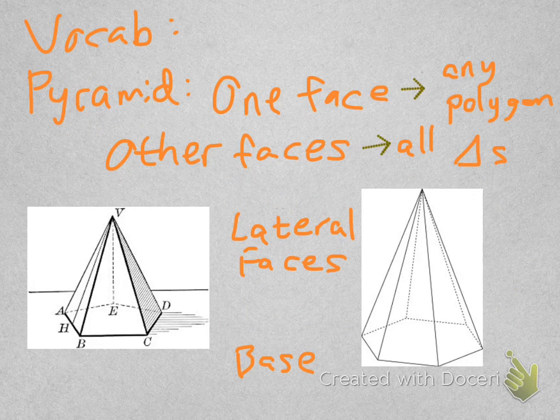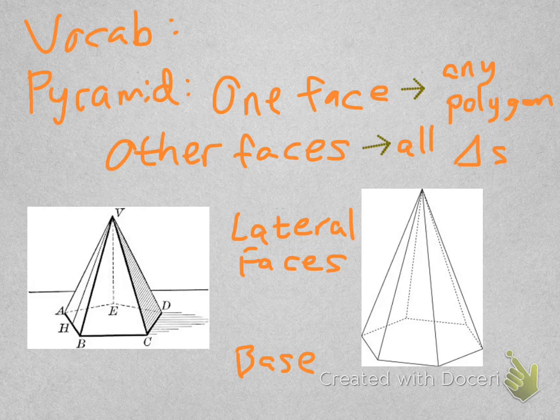So, vocabulary. A pyramid is a polyhedron where one face can be any polygon, and all of the other faces are triangles. So I have two examples of pyramids here. I have one face at the bottom, which is a pentagon, and the rest of the faces, or the walls, are each triangles. And on this one I have one face at the bottom, which is a hexagon, and each of my other faces, again, are all triangles.